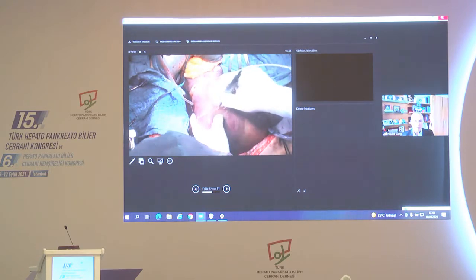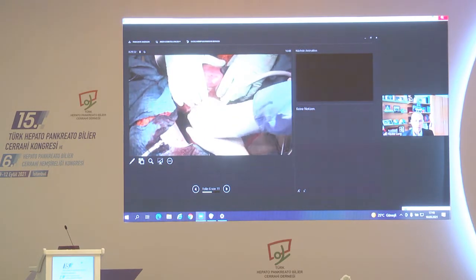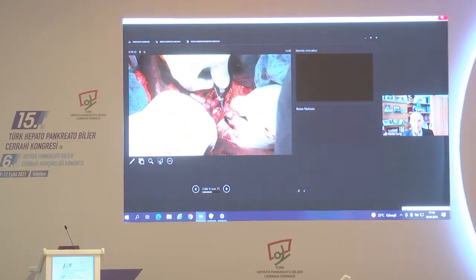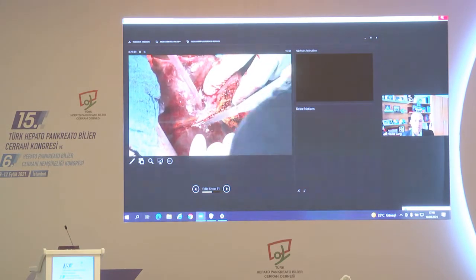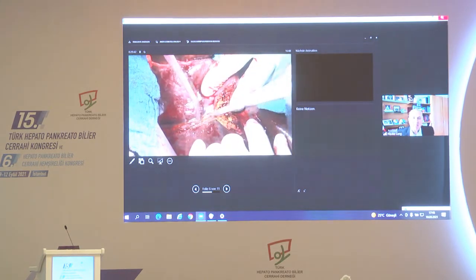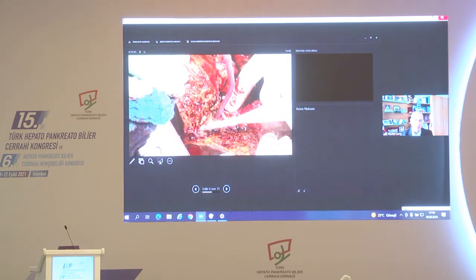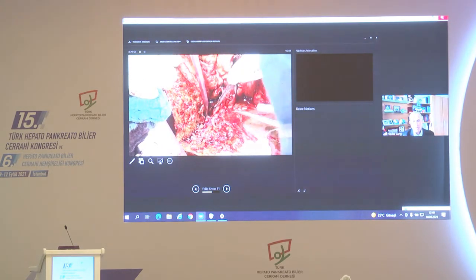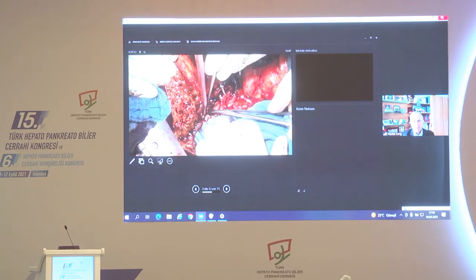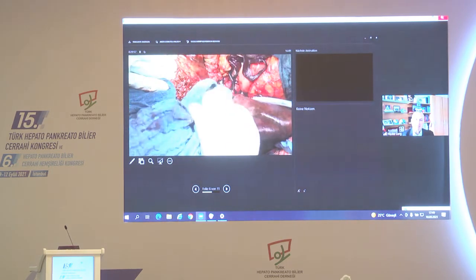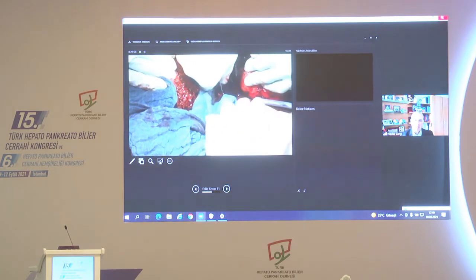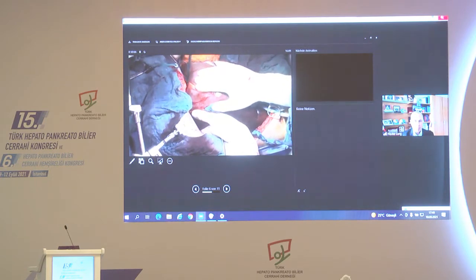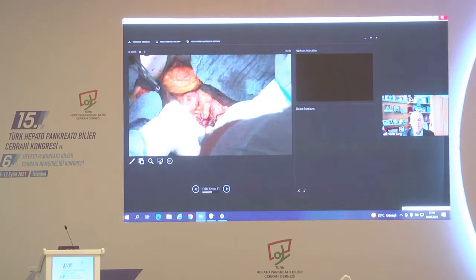And now we mark on the surface the cutting line. We did this operation under intermittent portal vein clamping. We did it for 7 times 10 minutes. Now we see that the liver is a little bit jaundiced, but not too much. We always clamp for 10 minutes, then we open for 5 minutes, and then continued with the resection.